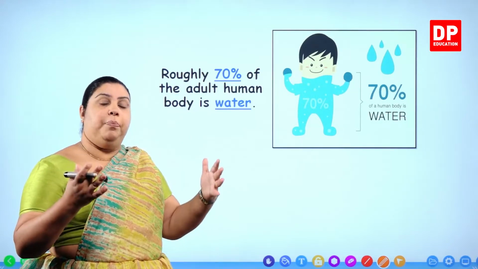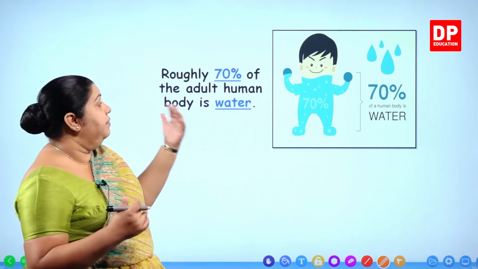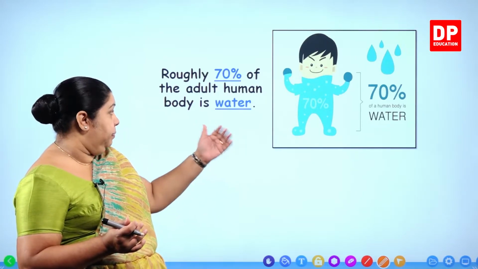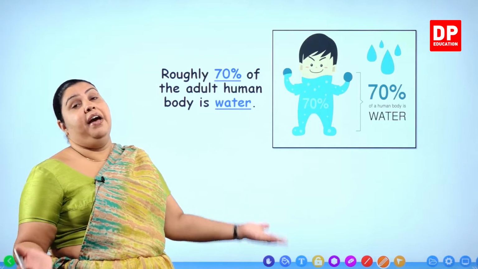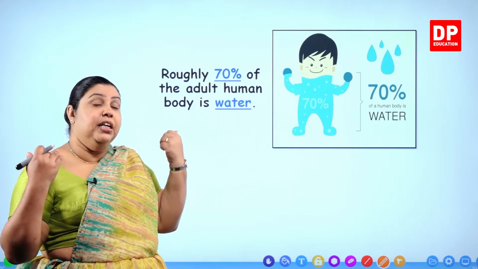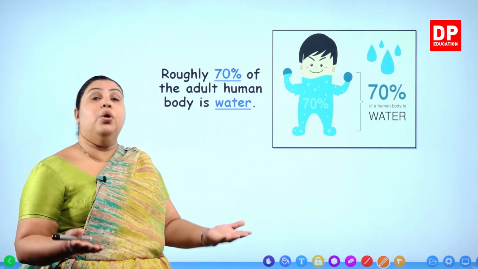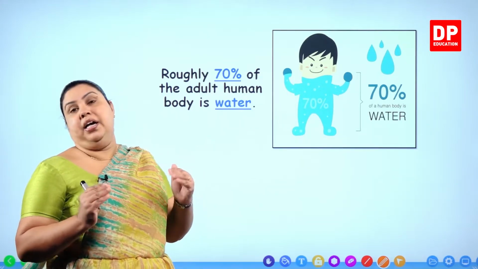So when we grow up, an adult will have roughly 70% of their body as water. That is why we need to intake a lot of water.